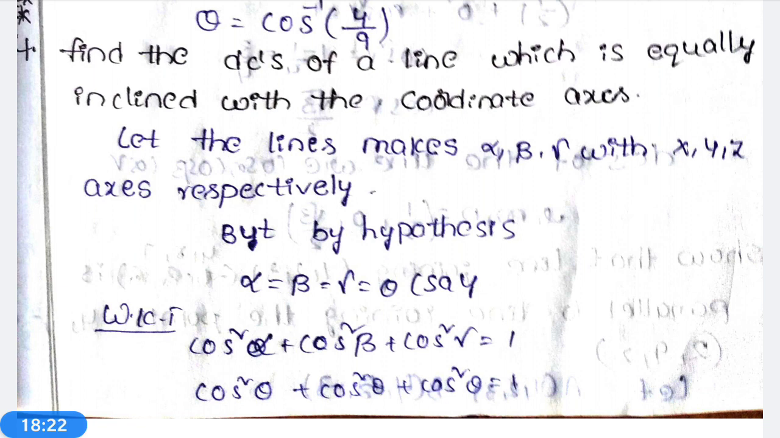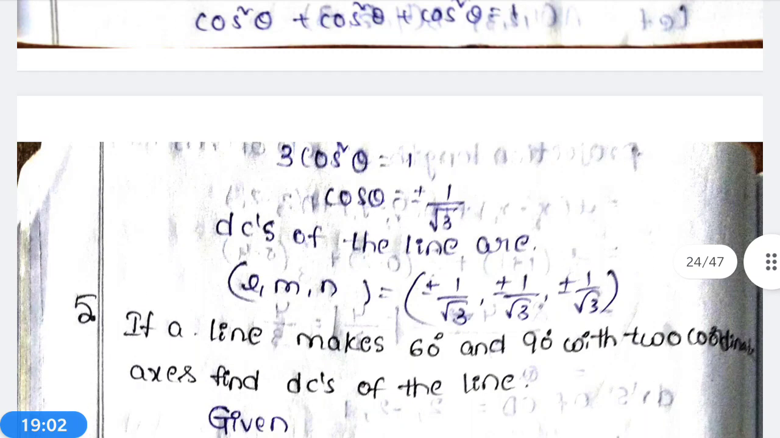But alpha is equal to beta is equal to gamma. This implies cos alpha is equal to cos beta is equal to cos gamma. We know that cos square alpha plus cos square beta plus cos square gamma is equal to 1. This implies 3 cos square alpha is equal to 1, so cos square alpha is equal to 1 by 3. Therefore, cos alpha is equal to plus or minus 1 by root 3. Therefore, DCs of the line are plus or minus 1 by root 3, plus or minus 1 by root 3, plus or minus 1 by root 3. This is the answer.